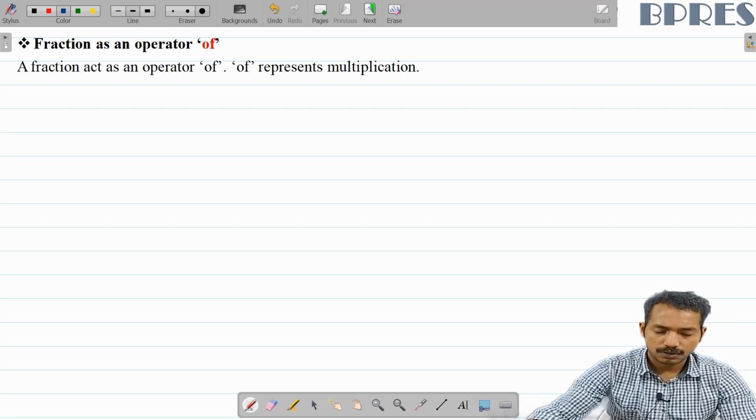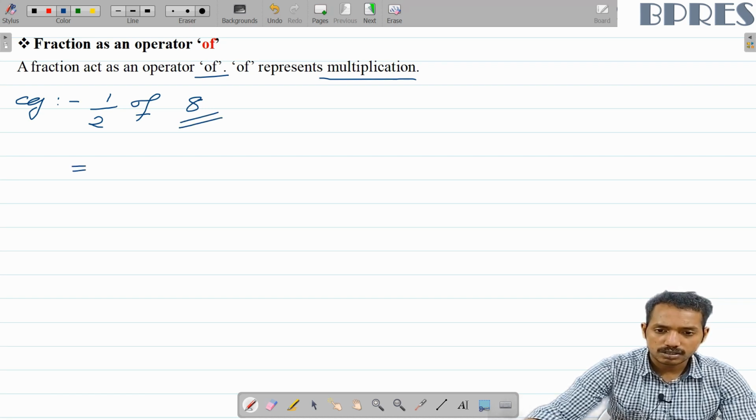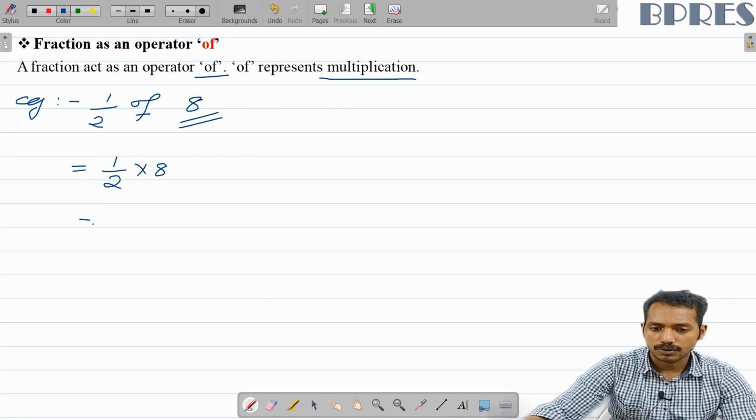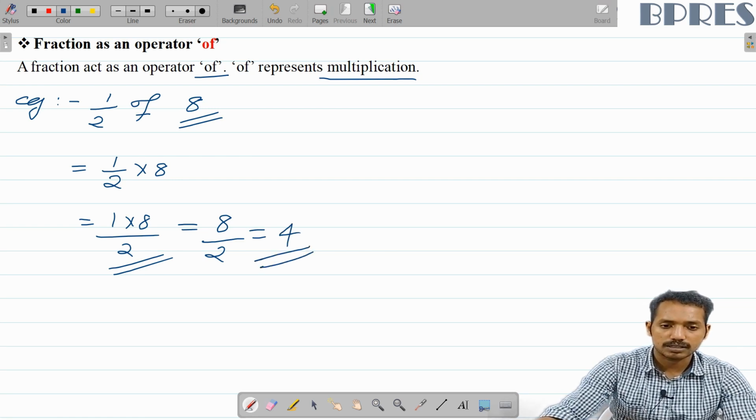For example, if it is asked that, we can take here the word "of" to represent multiplication. 1 by 2 of 8, which means nothing, just multiply 1 by 2 by 8. So we will get 1 into 8 divided by 2. So that is equal to 1 into 8 is 8, divided by 2, which we will get 4. Clear.